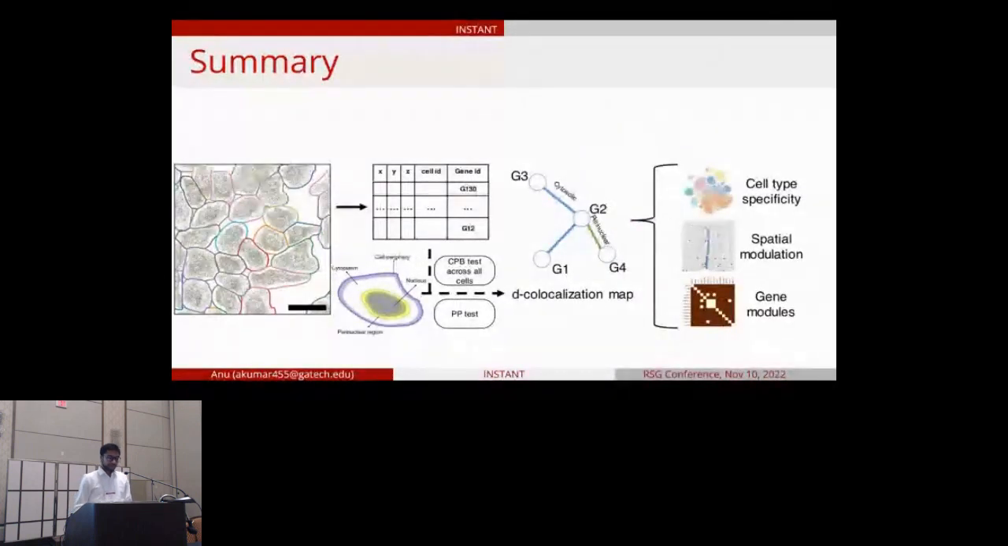So in summary, our toolkit has 2 most important tests, the PP test and the CPP test, which create a decolocalization map for a dataset. And then you can use this decolocalization map to do further downstream analysis to understand better. I'm happy to take any other questions.